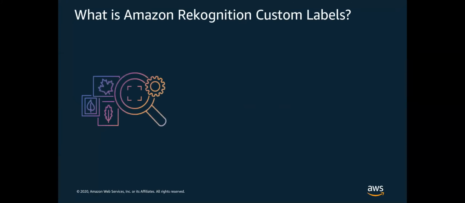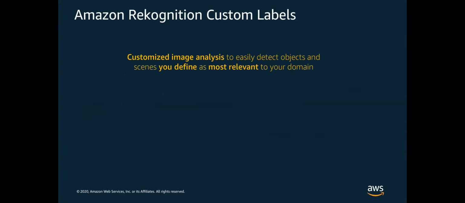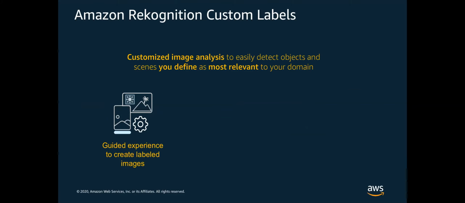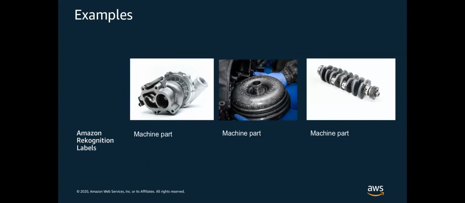So this is where Amazon Rekognition Custom Labels comes in to help. The idea is you can have customized image analysis to really identify the objects of your business domain. And you'll see that Custom Labels really provides you a guided experience. You can easily bring in your images, quickly create training and evaluation sets. And then as your model is ready, you can use very simple APIs to take advantage of that. So instead of generic labels, you can get the specific labels that you need.